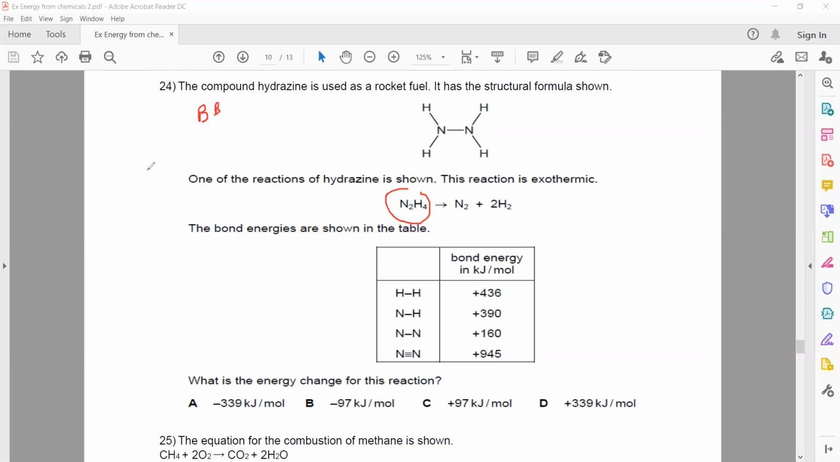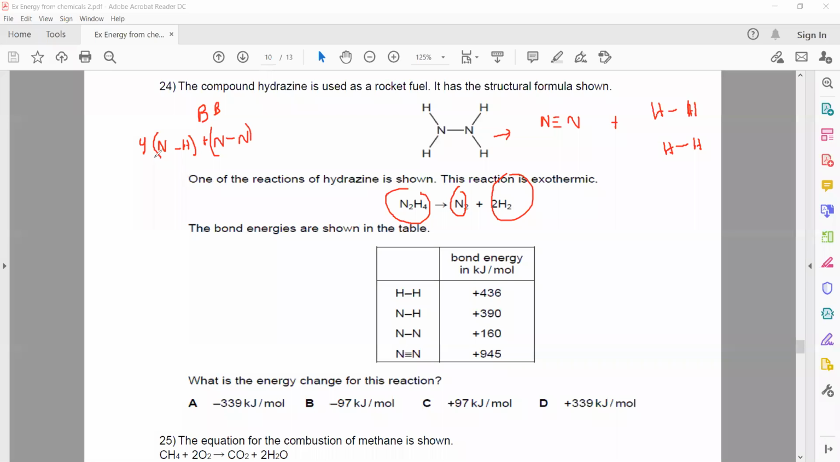That will be bond breaking. In bond breaking, you are breaking 4 nitrogen-hydrogen bonds and 1 nitrogen-nitrogen bond. What about bond forming? The structure of N2 is nitrogen triple bonded with nitrogen, plus H2 means hydrogen, hydrogen. And how many molecules are there? 2 molecules.